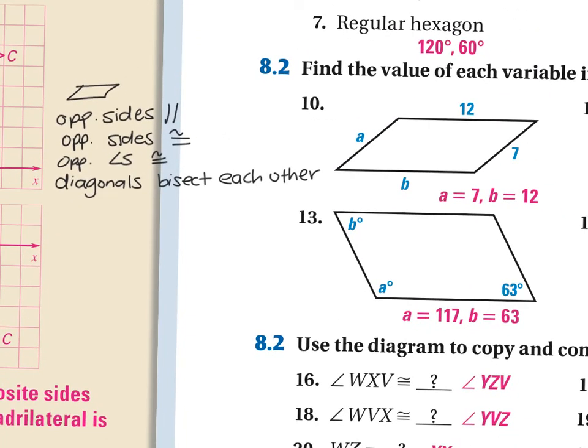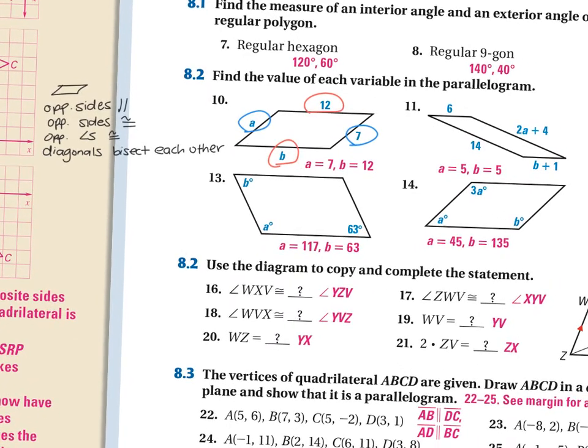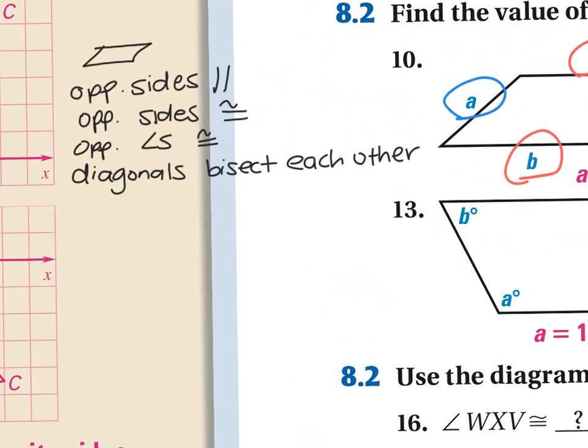So something like 10 hopefully is easy, like this is equal to this, and then this is equal to this. Probably not going to get something that simple, okay? More likely something like 11, this would be equal to this, and then this would be equal to this. Set them equal to each other, solve. Oh, and consecutive angles are supplementary.